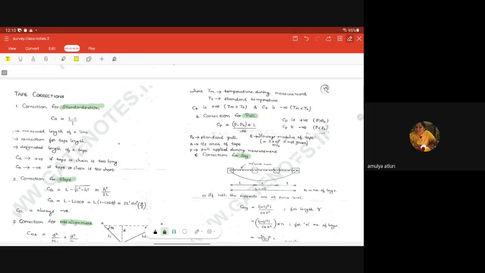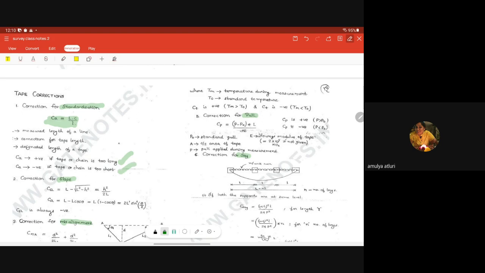So we'll go with the first correction. Correction for standardization. It is nothing but CA is equal to L into C by L. So this L is the measured length of the line, C is the correction of tape length, and L is the designated length of the tape. So if CA is positive, then the chain or tape is too long. If CA is negative, then the chain or tape is too short.